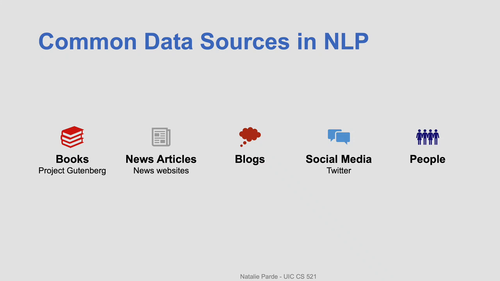If you're building your dataset from scratch rather than extending an existing dataset, common sources for text data include books, news articles, blogs, social media, and human participants. Although the first four sources generally contain text data that existed prior to your annotation task, data from people is typically collected specifically with a given task in mind.